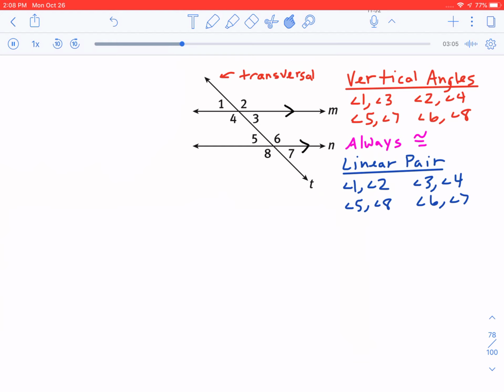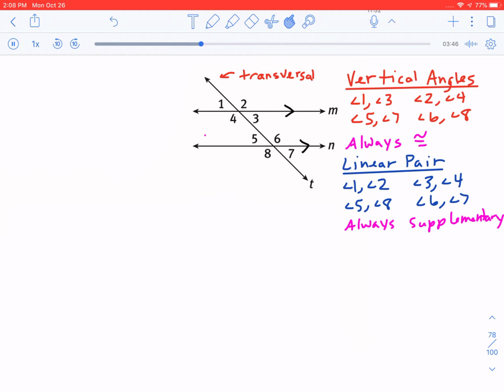And then these are always supplementary. A linear pair is always supplementary. So now what we're going to do is look at some of the new relationships. Some of these two relationships here are ones that we should have already known. So let's just go over here and explore some of these new relationships.